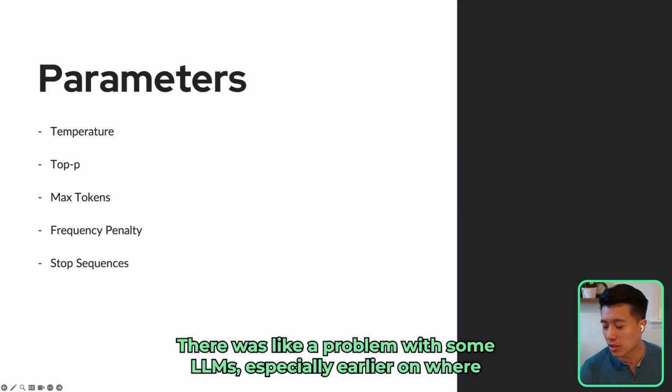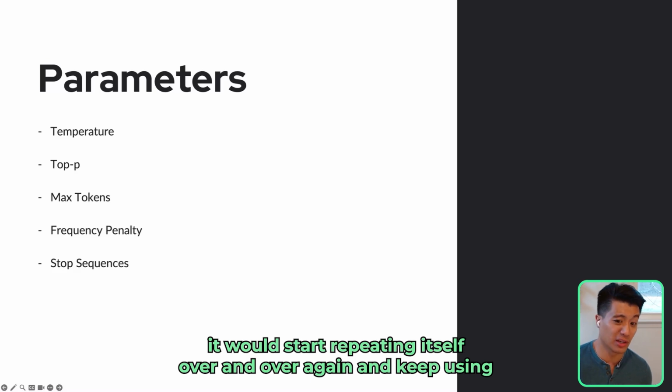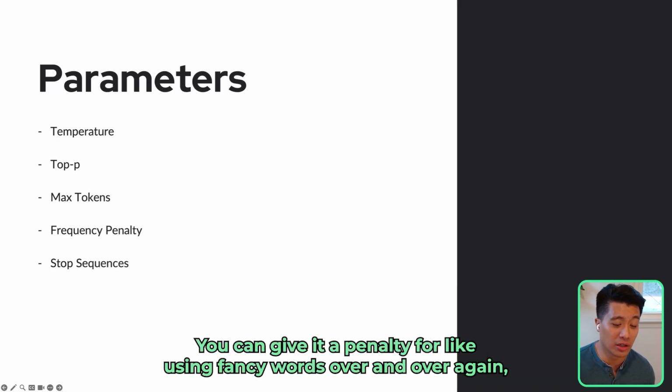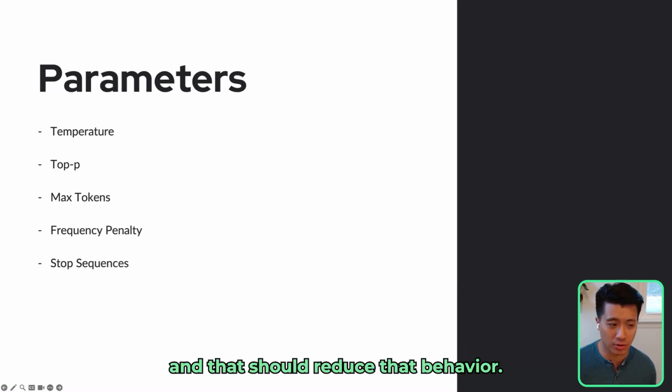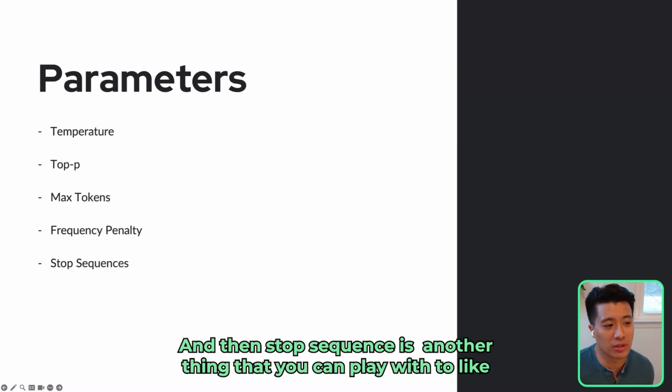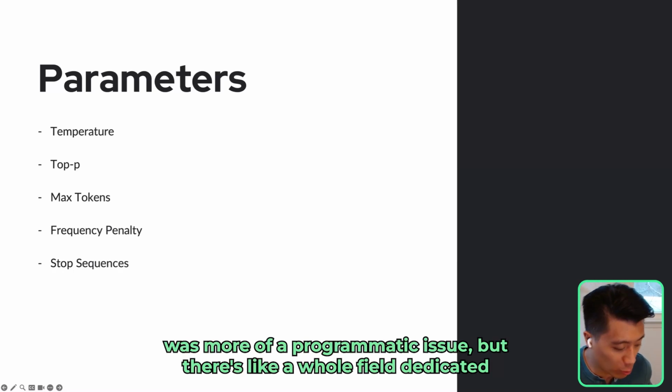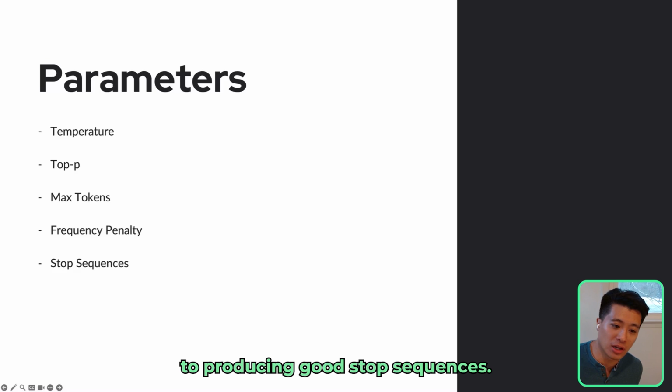Frequency penalty: there was a problem with some LLMs, especially earlier on, where it would start repeating itself over and over again and keep using the same words. Sometimes this still happens. You can give it a penalty for using fancy words over and over again, and that should reduce that behavior. Then stop sequences is another thing you can play with. There's a problem with how do you get an LLM to stop talking? It was more of a programmatic issue, but there's a whole field dedicated to producing good stop sequences.